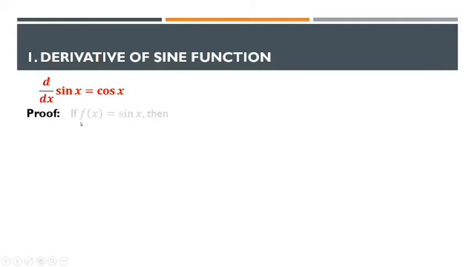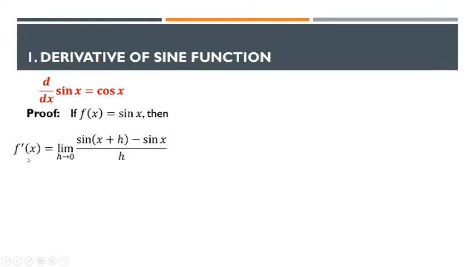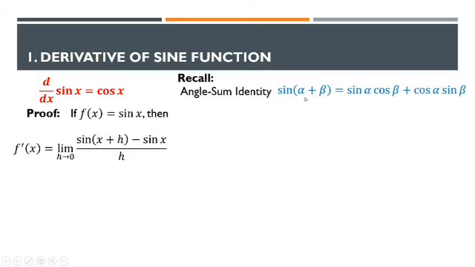So as a proof, if the function of x is equal to sine x, then following the differentiation process, we have the function sine of x plus h minus sine x all over h. So taking the limit as h approaches 0, that is the derivative. Recall lang natin that sine of x plus h, using the angle sum identity, sine of alpha plus beta is equal to sine alpha cosine beta plus cosine alpha sine beta.